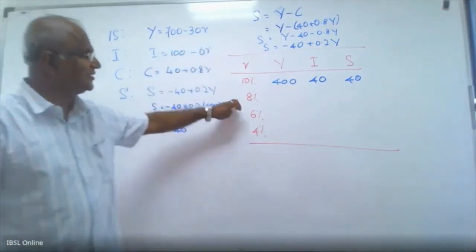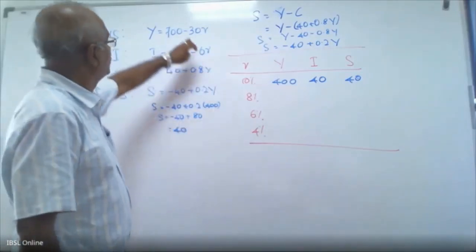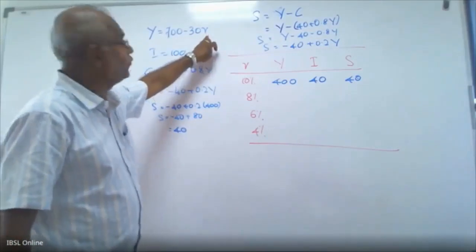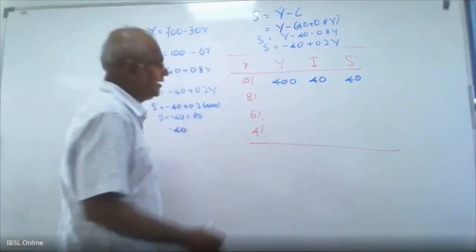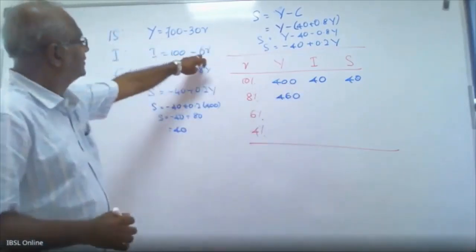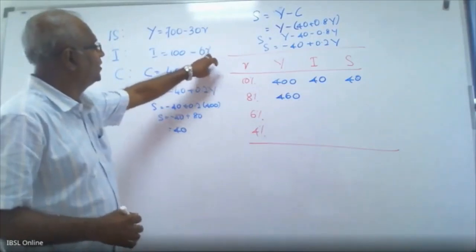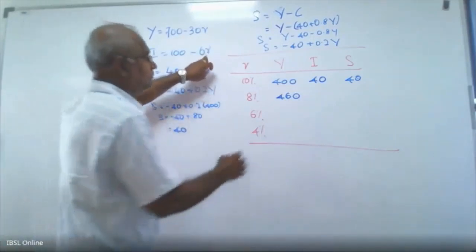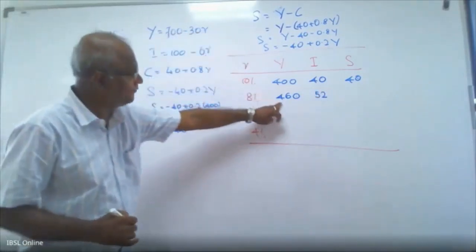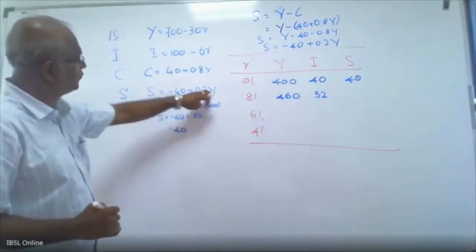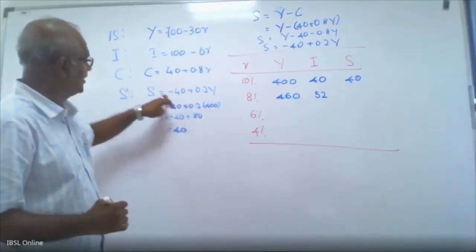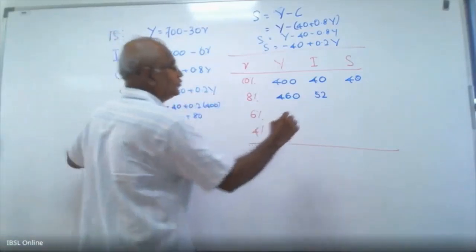Then R decreases to 8%. How do you calculate? You go to Y. 300 into 8, 240. Then 700 minus 240 is 460. R is 8. 6 into 8 is 48. 100 minus 48 is 52. Income 460. Substitute 460 here: 0.2 into 460 minus 40, savings, if you calculate, that will also be 52.